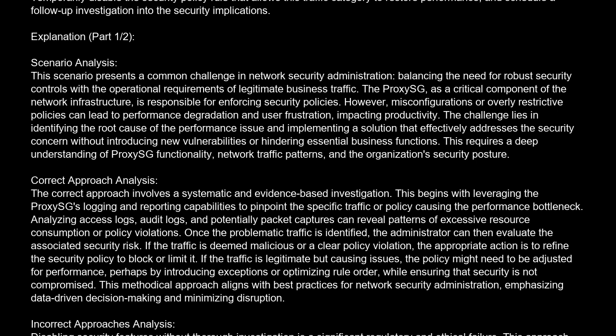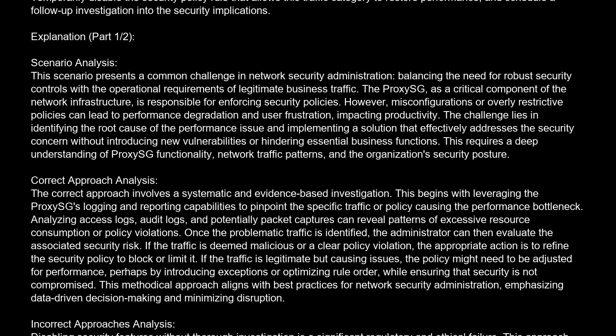This requires a deep understanding of ProxySG functionality, network traffic patterns, and the organization's security posture. Correct approach analysis. The correct approach involves a systematic and evidence-based investigation. This begins with leveraging the ProxySG's logging and reporting capabilities to pinpoint the specific traffic or policy causing the performance bottleneck. Analyzing access logs, audit logs, and potentially packet captures can reveal patterns of excessive resource consumption or policy violations.